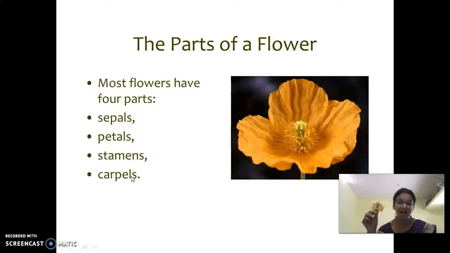If you have a flower, just bring it now. Otherwise, after this session, collect some flowers, segregate its parts and then learn them. Okay?